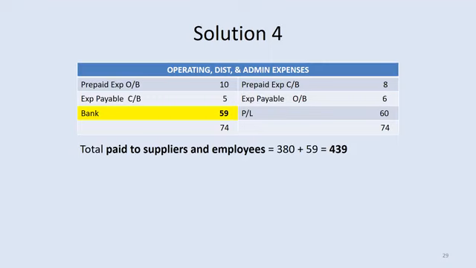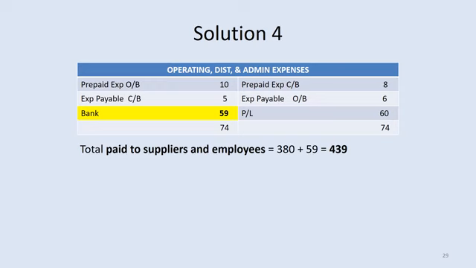What is important is here, our operating, distribution, and admin expenses. Here we are seeing our prepaid expenses and our accrued expenses actually featuring, and are going to help us to determine what was the actual bank amount, what was actually paid in cash as a result of these balances. So they've included here our prepaid expense opening balance at 10, our prepaid expense closing balance on the credit side at 8, and then contra for our expenses payable or our accrued expenses, opening balance on the credit side, closing balance on the debit side.